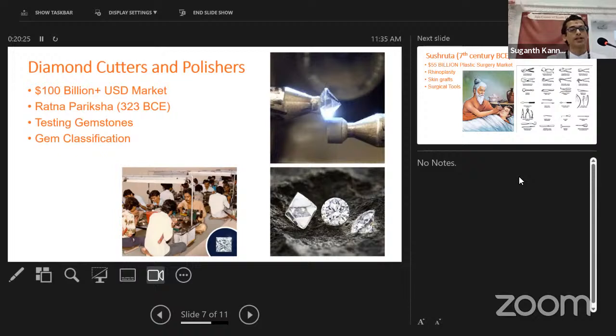The traders in gems developed a gem classification system, as well as how to test gemstones in order to safeguard against counterfeits in the jewelry market. And nowadays, the Westerners have copied it and developed a similar system, VVS, VS, and there are also grades of colors of diamonds, like D through Z. But this has all been given in a text called the Ratna Pariksha, which dates back to 323 BCE.